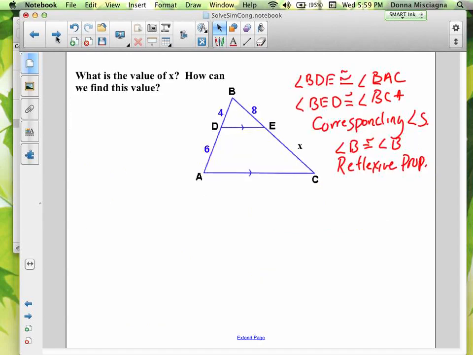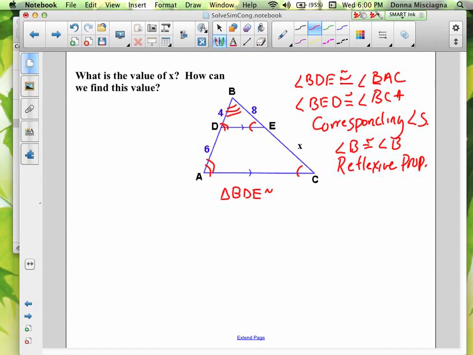All right, so we want to find the value of x here. And again, we have parallel lines, so our corresponding angles are congruent. And the shared angle using the reflexive property is also congruent. So that angle is congruent to itself. Angle BED is congruent to angle BCA, and angle BDE is congruent to angle BAC. Okay, so we have similar triangles here, and it's triangle BDE that's similar to triangle BAC.